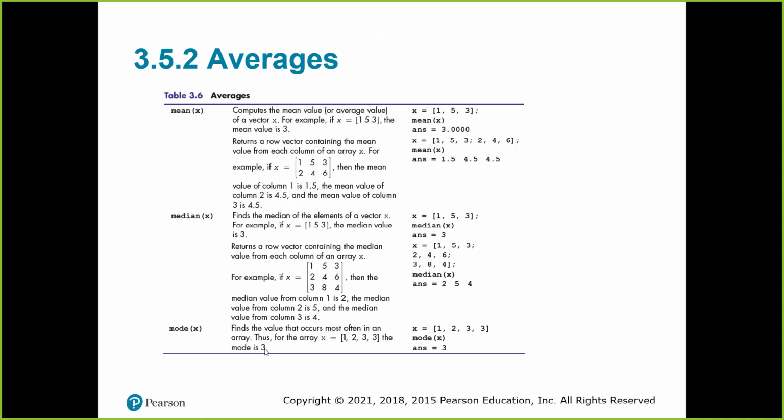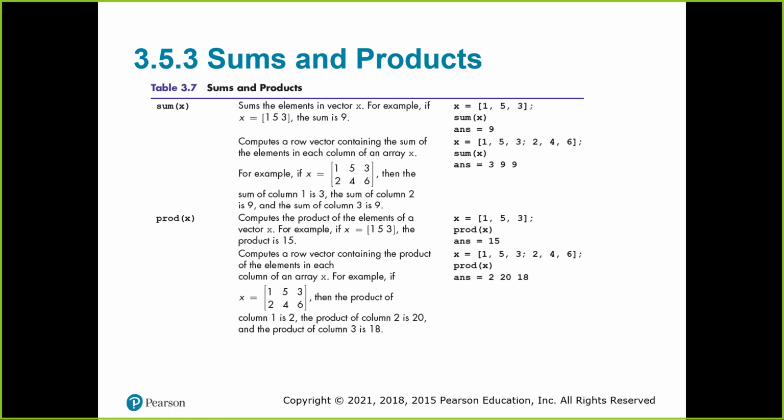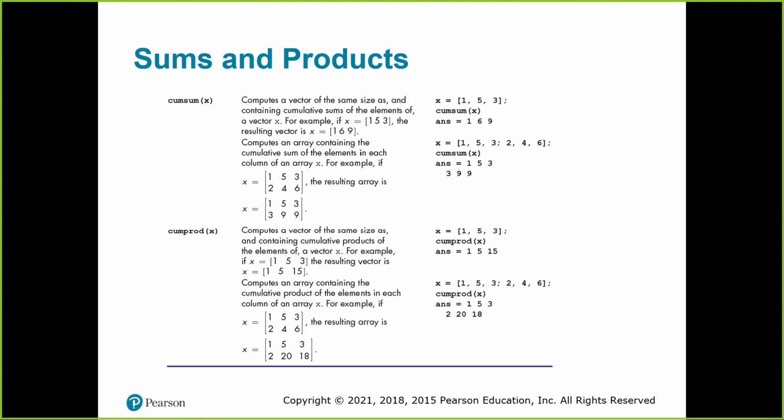Okay. So mean is just the average. Median, I think it's the one that's in the middle, and mode is the one that occurs most often. Sum adds everything up. Prod multiplies them all together. Cumsum, cumulative sum, adds them together as it goes. Gives you a running total.